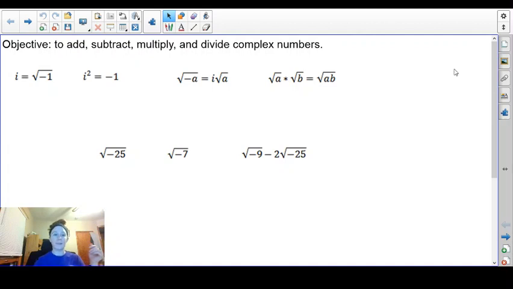Hi everyone. Today we're going to go ahead and talk about complex numbers. So a complex number is something that involves the number i. Now what is the number i? The number i is the square root of -1. Now it means that it's imaginary.